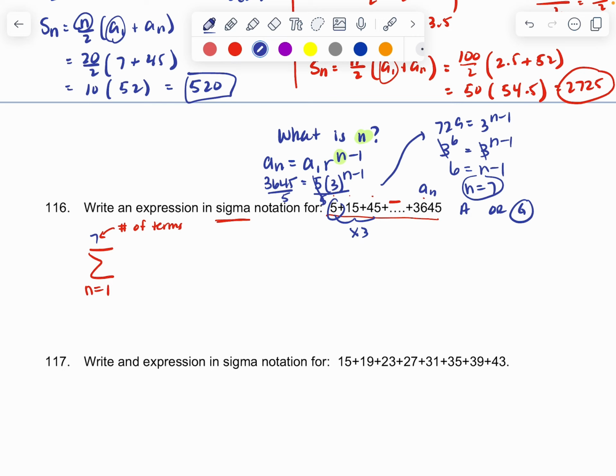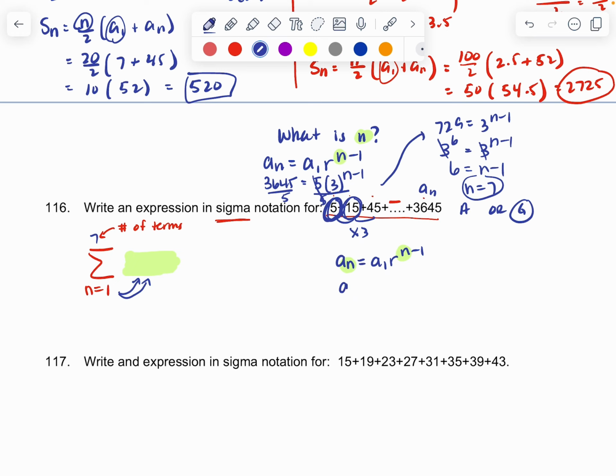Now, the last thing I need to do is to find a formula, so that if I plug in n equals 1 into this formula, it spits out 5. If I plug in n equals 2 into this formula, it spits out 15, and so on and so forth. Now look, I know this thing is geometric, so I know the geometric formula is a sub n equals a sub 1 times r to the n minus 1. Because I want to be able to plug in the n's, I want to keep anything that has an n as an n. Do not replace the n.